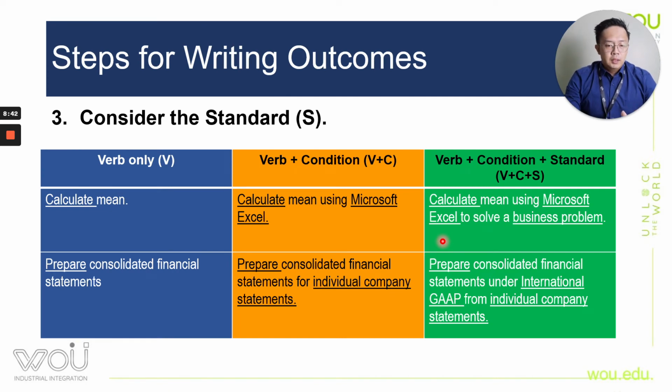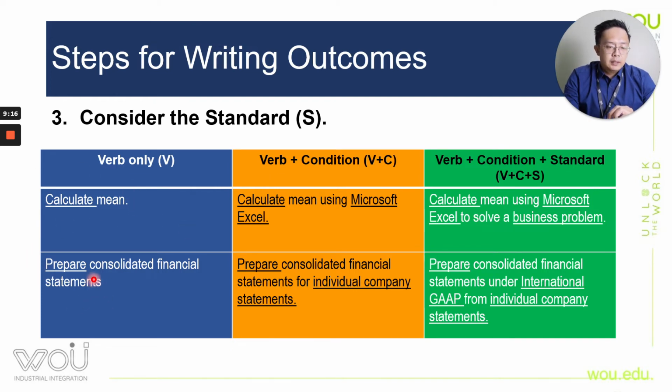So this is a comparison of how the CLO can be improved from only one verb to all three components appearing together. Earlier on we learned this: calculate mean. Improved: calculate mean using Microsoft Excel, which is verb plus condition. Then verb plus condition plus standard: calculate mean using Microsoft Excel to solve a business problem. This will be the best learning outcome that you can have. The middle one is an acceptable version. The first one is definitely not accepted.